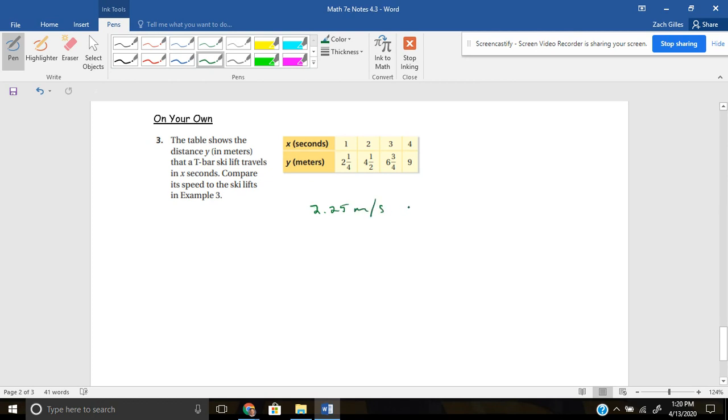So that's faster than the 2-person, but slower than the 4-person. So it's right in between the 2 from the previous example.